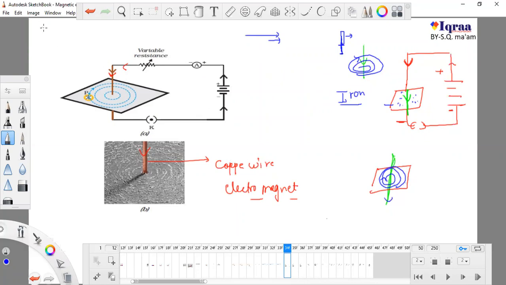But the problem is how we can find the direction of the magnetic field line. Sometimes it will tell you like this, sometimes like this, sometimes like this. So it is now easier for us just to use a pen. Don't go for moving your thumb in this direction and that direction.